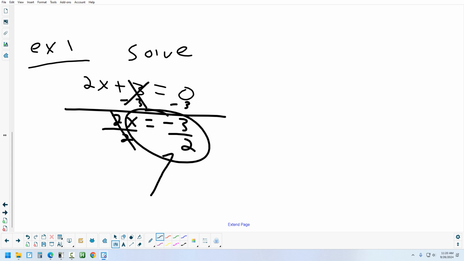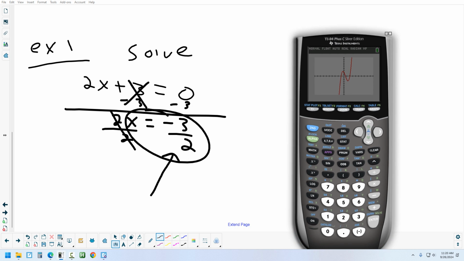So what do we call that number? -3/2 is the root. It's the root of the equation. Now, I'm going to show you this in more detail in a minute, but let me give you a little preview of what's going to happen. Let's type in 2x plus 3, and I'm going to do a zoom 6. I want to calculate exactly where that line crosses the x-axis. I'm going to press second, then calc, and calculate the 0 of this equation.